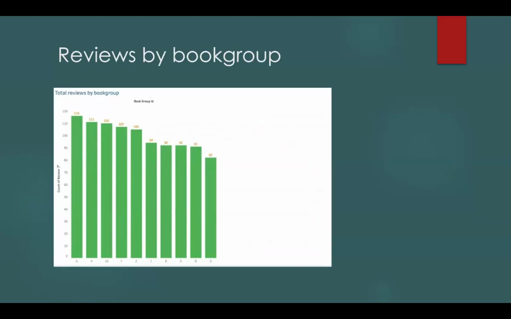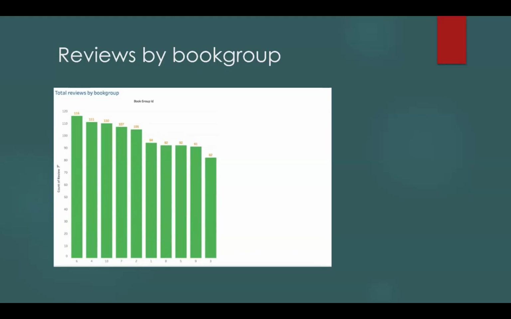The next one is the book group performance report. This chart shows the review distributions across 10 different book groups. First, we can see the top performing groups. The top 3 performing groups are Group 6, Group 4, and Group 10. Group 6 is the highest with 116 reviews. And then we can see the lowest performing group was Group 3 with 82 reviews.